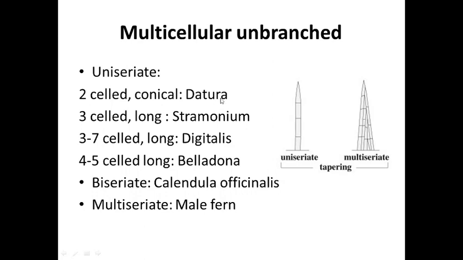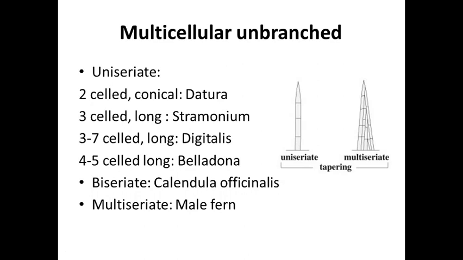Uniseriate trichomes: here the multiple cells are arranged in a single layer. You can see here. Whereas a biseriate contains two different layers of cells, and multiseriate contains more than two layers of cells. The uniseriate trichomes are divided into different types based on the number of cells.